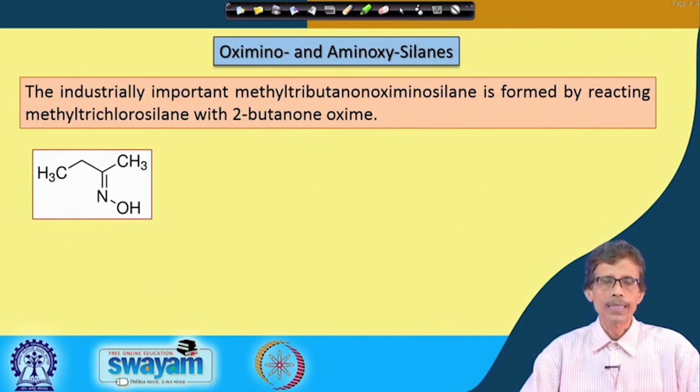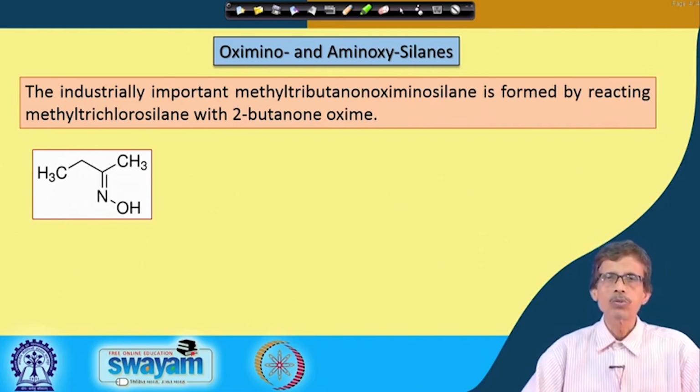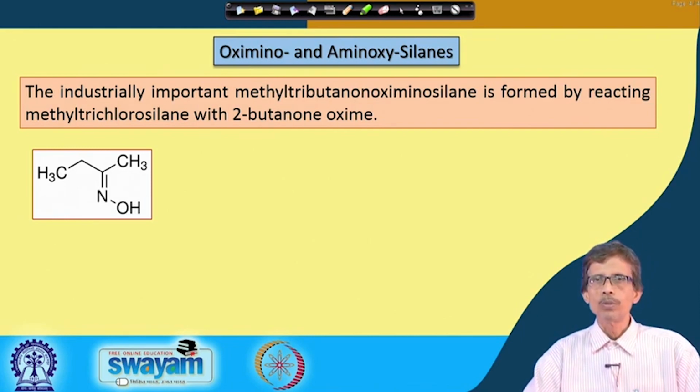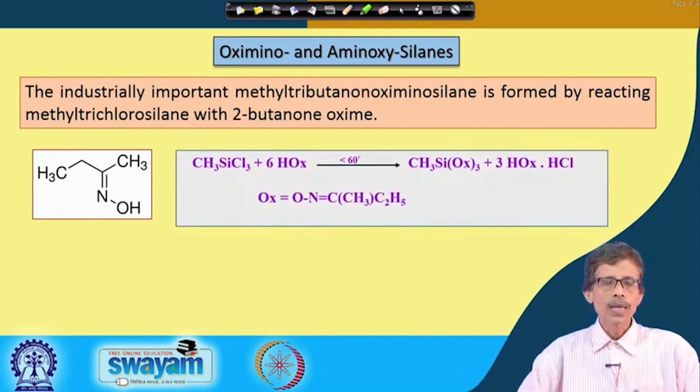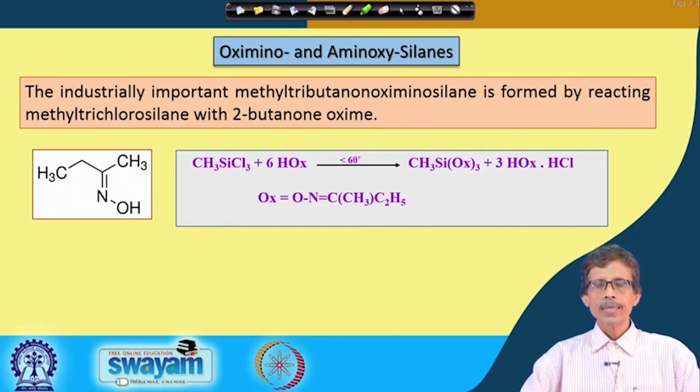What happens basically? Because we should also know how we get the product, because you may be asked what the reaction product of methyl trichlorosilane with 2-butanone oxime is. So you should know how this particular material, the oxime function you have in your hand, how reactive it is to a particular type of chlorosilane. So your chlorosilane is nothing but CH3SiCl3.